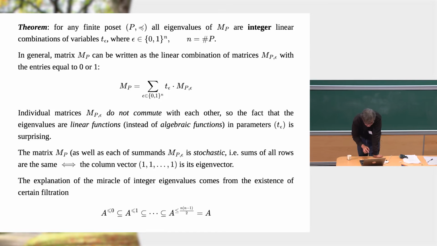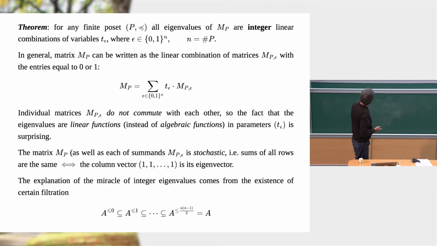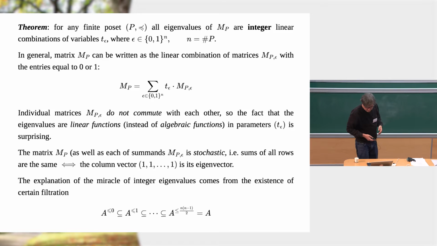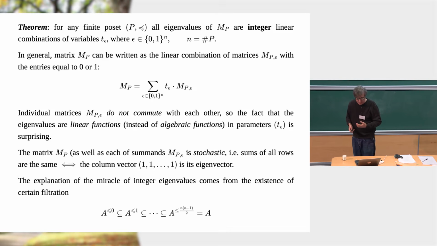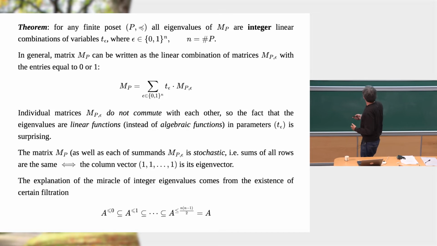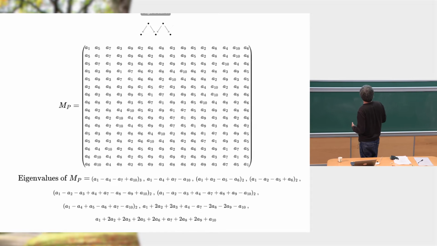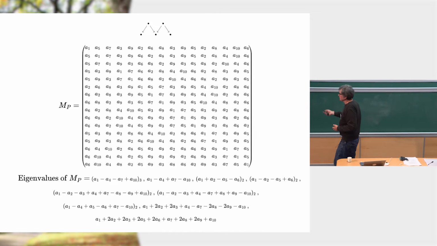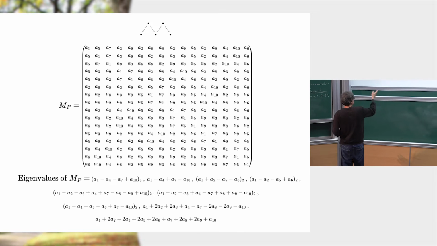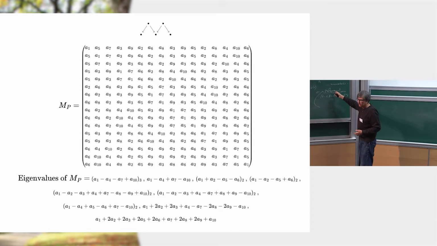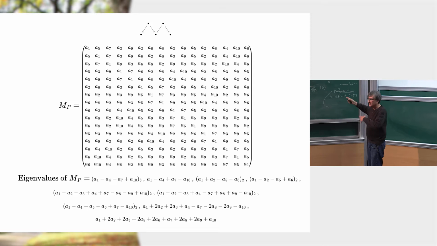And this matrix is stochastic. So the sum of each row is the same, so 1, 1, 1, 1, 1 is an eigenvector, and it has a certain eigenvalue. And the eigenvalue will be a certain sum with positive coefficients. I think this is the last one in this example. And the terms of this expression correspond to monomials of this polynomial. So it was the original discovery.